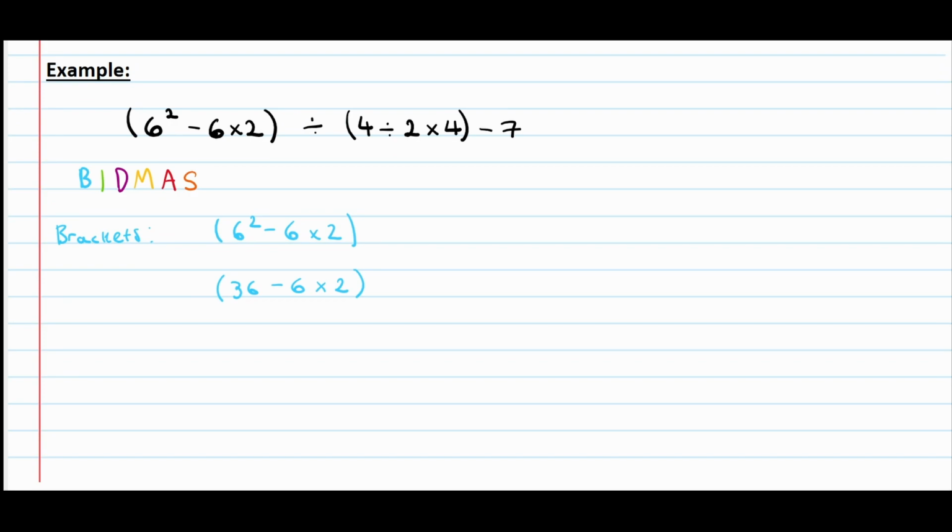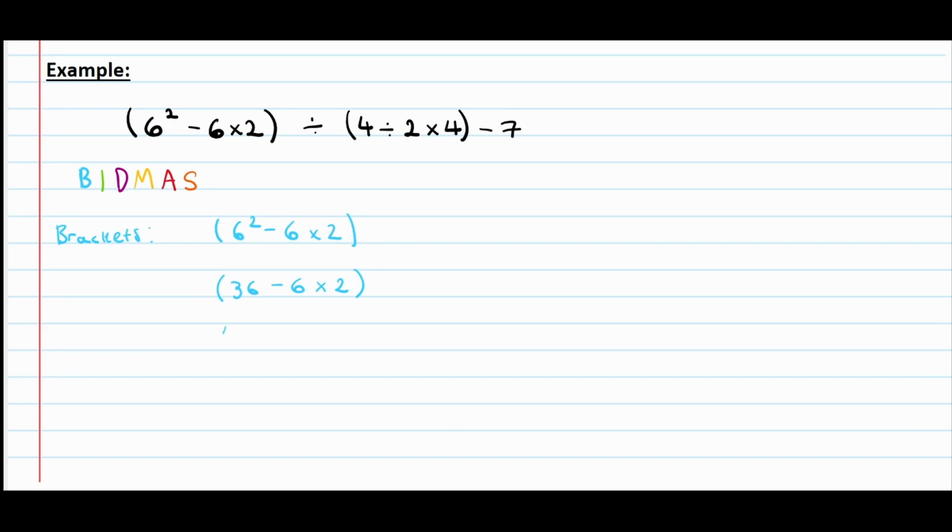And now we only have 2 operations left. We have subtraction in the 36 minus 6, and we have multiplication in the 6 times 2. So what's next? Well, after indices, which we just dealt with, we have division, but we don't have any division here. What about multiplication? Do we have? Yes, we do. We have multiplication in the 6 times 2. So that's the next thing that we'll be dealing with.